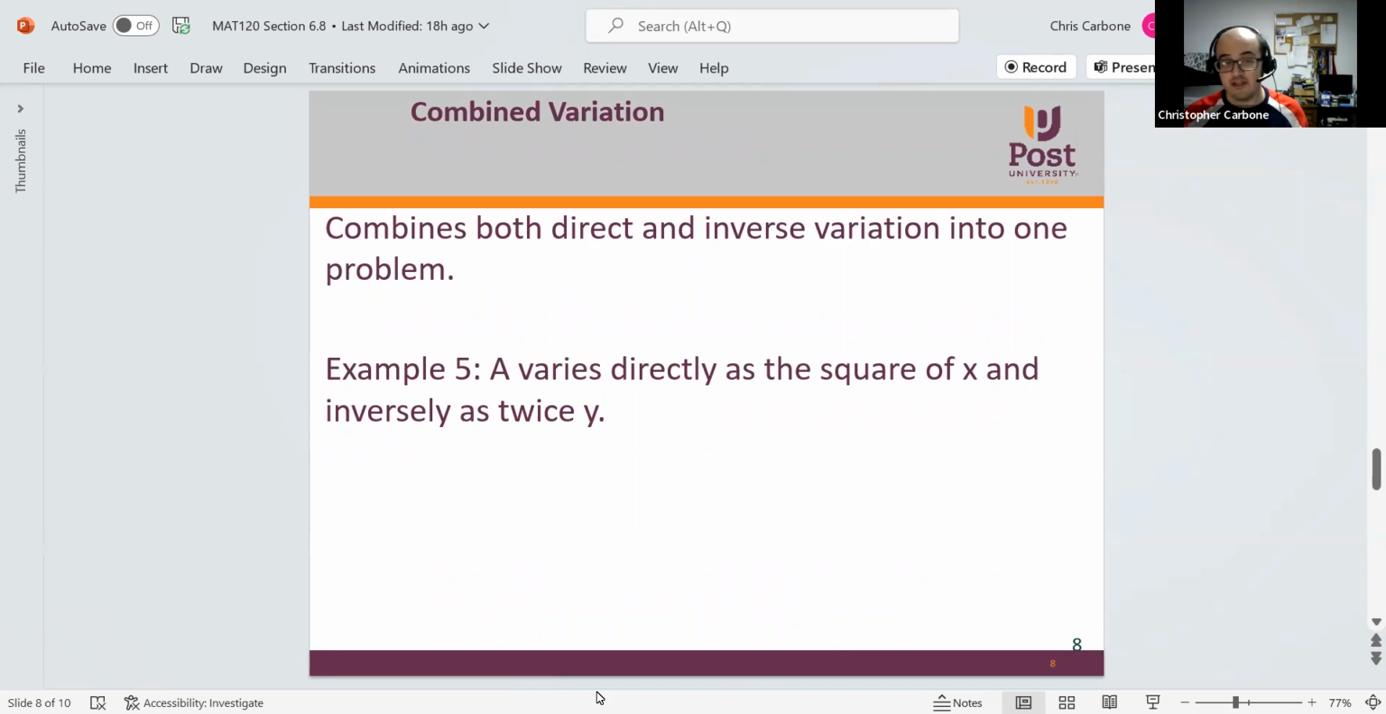Combined variation, but as the name suggests, combines both of them, both direct and inverse variation into one problem. So we should get something in the form of y is equal to k times x divided by z. So actually in the example I have here, a varies directly as the square of x and inversely as twice y. So a would be equal to k times x squared divided by 2y, based on the description provided on here.